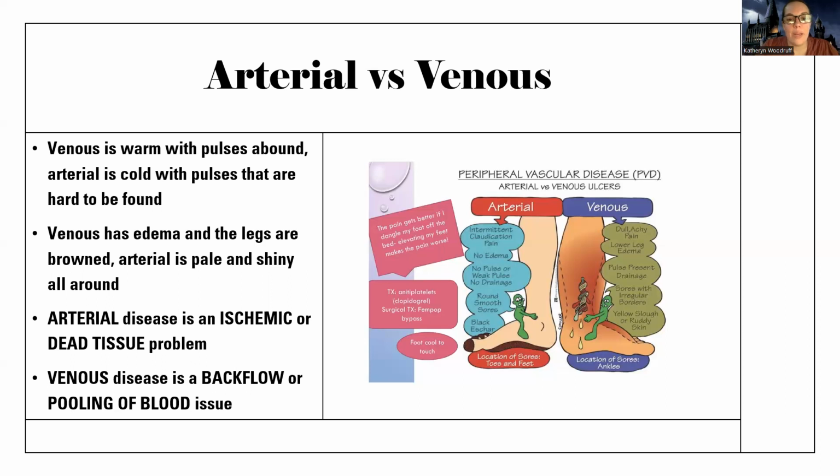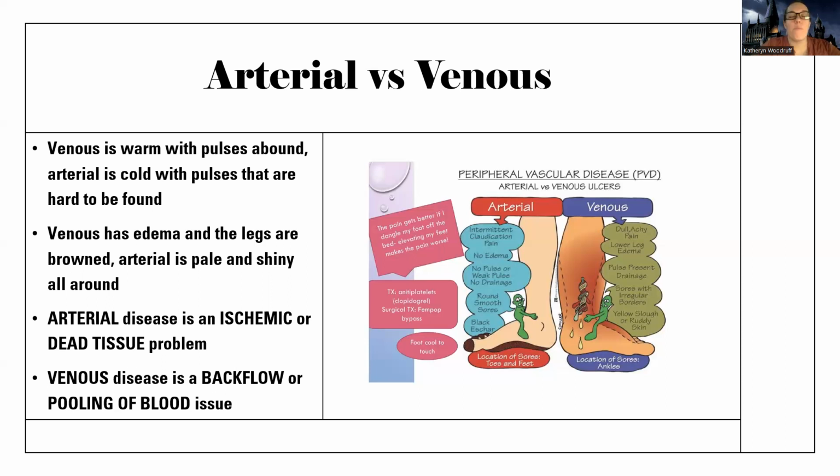So anyway, getting back into it. Let me back up a little bit. So arterial issues, we have shiny, really taut or tight skin, hairless legs, no pulse. With venous, it's the opposite, where they have really swollen, edematous legs. And there is a pulse, because this is not a perfusion problem. This is a backflow problem. There's plenty of blood flow going to the feet, no issues there.